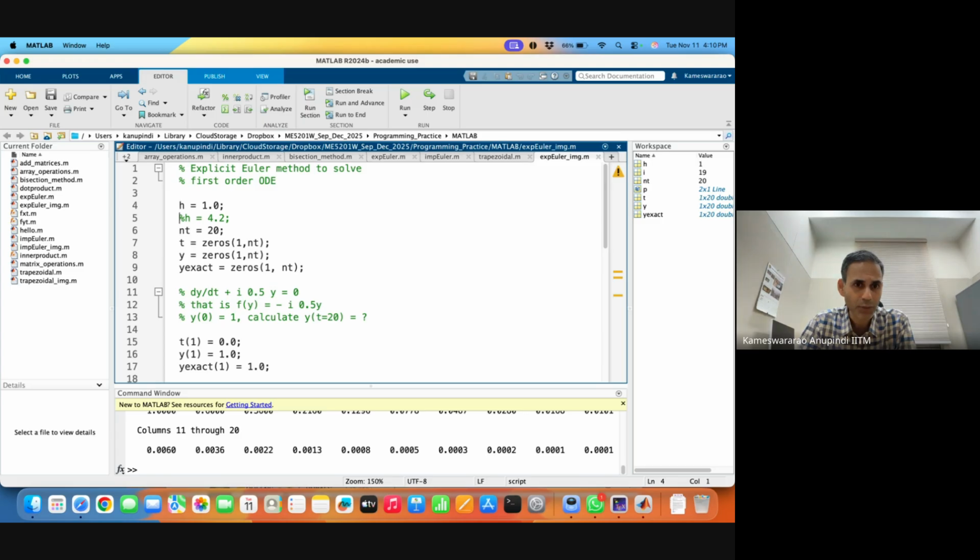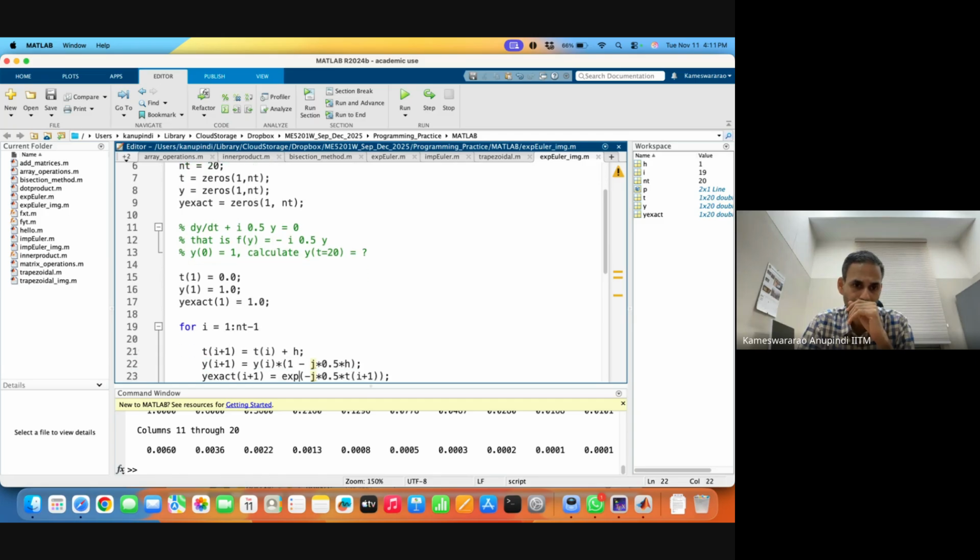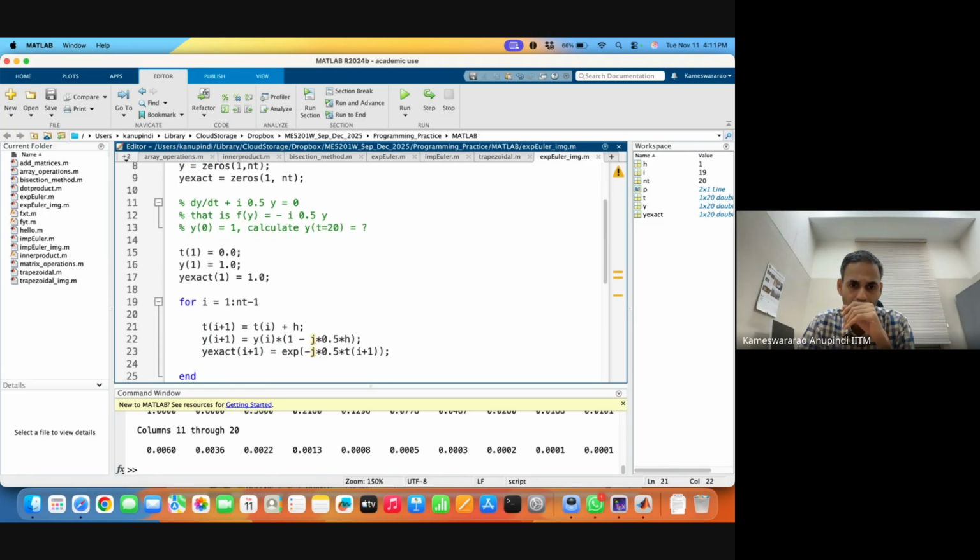So again, I have h equals 1, number of time steps equals 20, but here I have changed the problem. The problem is now dy dt, instead of plus 0.5 y, I have i times 0.5 y equal to 0, where i is the square root of minus 1, that is the complex number. That means your right hand side function f of y equals minus i times 0.5 y. Okay, that is the right hand side. And then we are again given y of 0 equals 1, and then we have to calculate the solution. So I have used, MATLAB supports complex numbers.